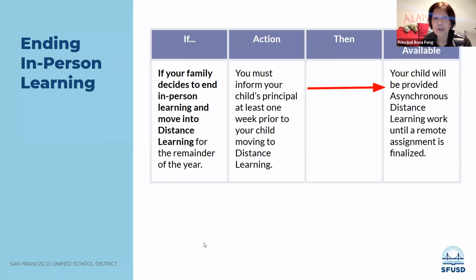Ending in-person learning. If your family decides to end in-person learning and move into distance learning for the remainder of the year, you must inform your child's principal, that's me, at least 1 week prior to your child moving to distance learning. Then your child will be provided asynchronous distance learning work until a remote assignment is finalized.